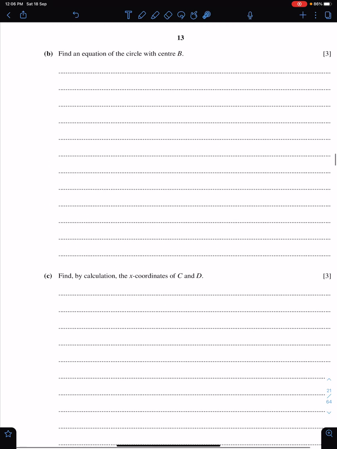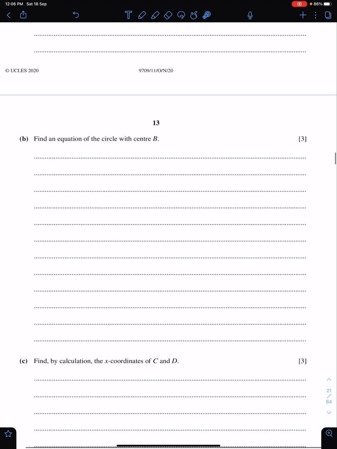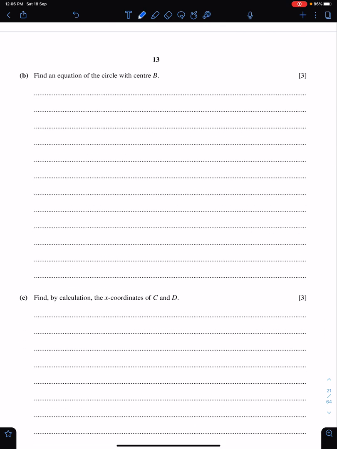Second part, find an equation of the circle with center B. This is so simple. We have the coordinates of the center of this second circle. We just need the radius. So we just need to get the length of AB. This length is the radius of both the circles. So first we will find the radius, which is AB. Length of AB is the radius.